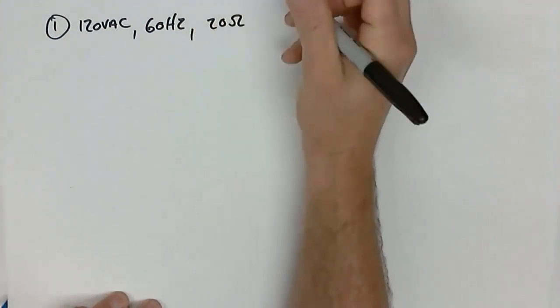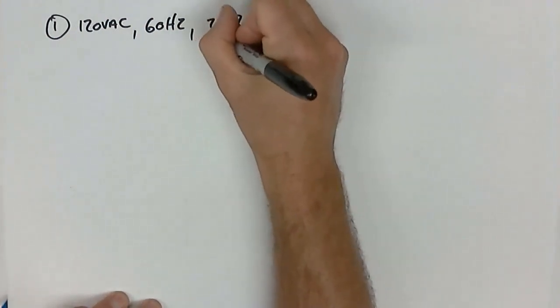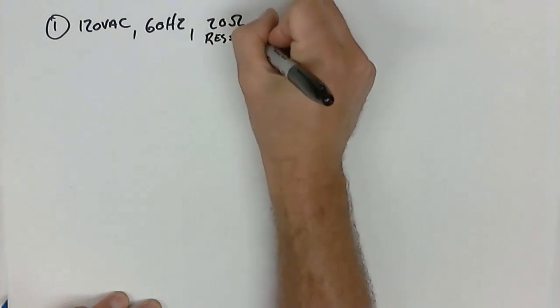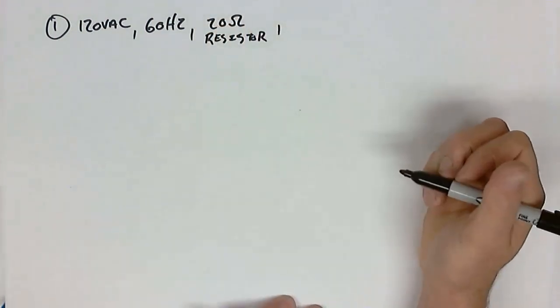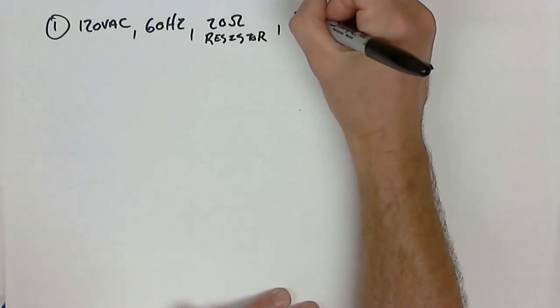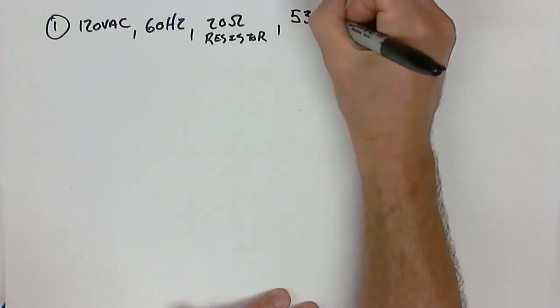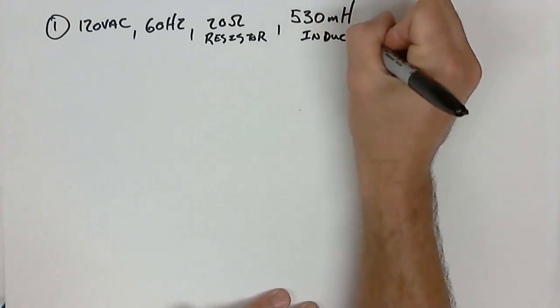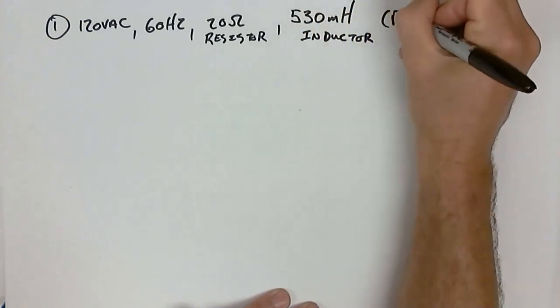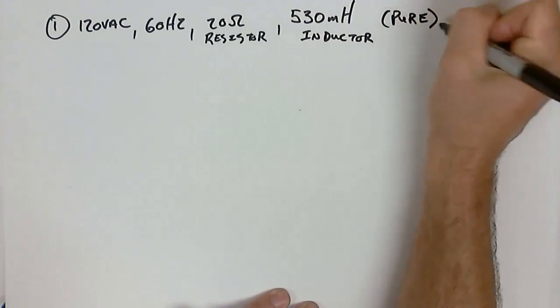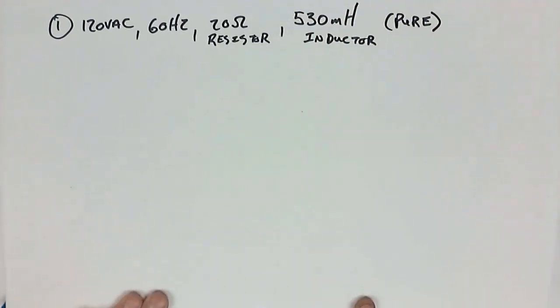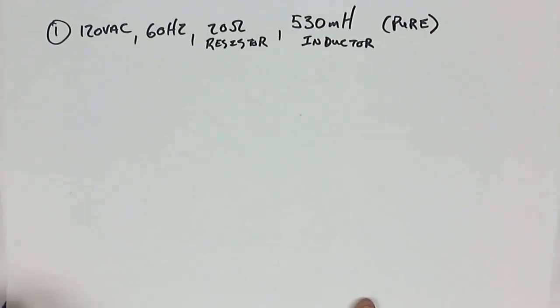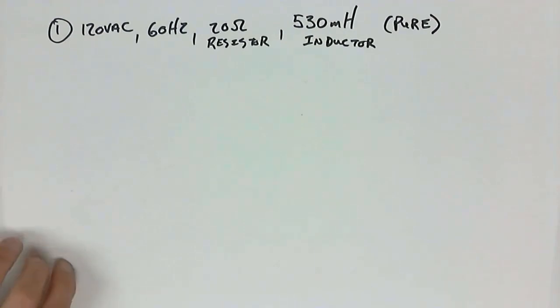20 ohm resistor. And it's going to be connected in series with a 530 millihenry inductor. And this inductor, I'm just going to put in brackets here, is pure. And what that means is that there is no resistance to the inductor. The significance of that will become apparent on our next example.